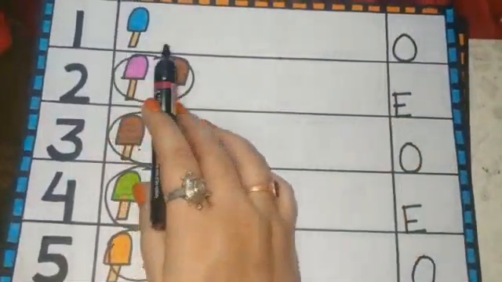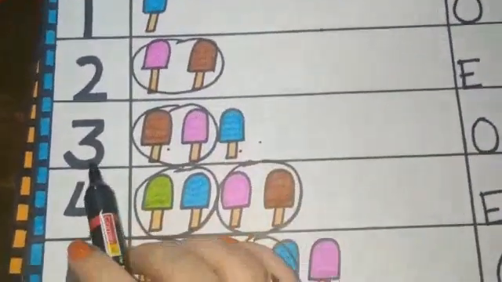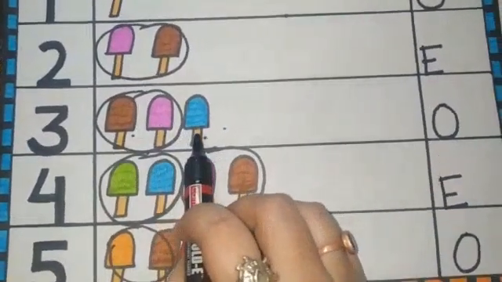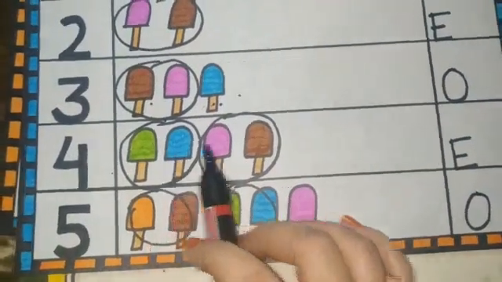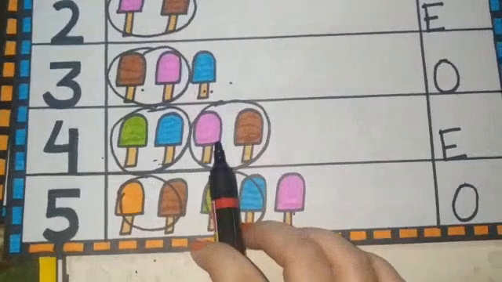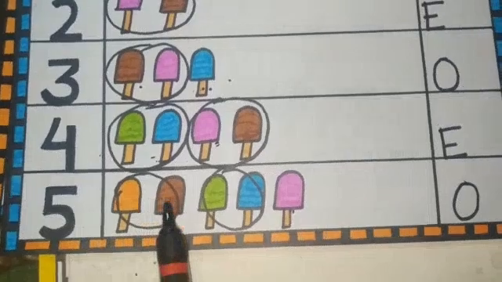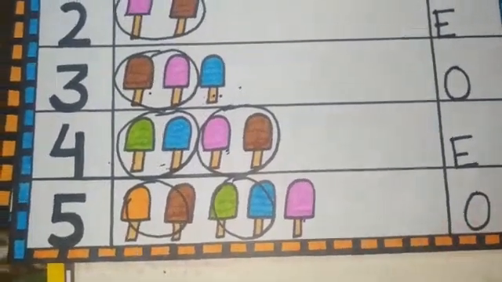Okay, so 1 is an odd number because we are not able to make a pair of it. Number 2 is even because we can easily make a pair and we don't have any remainder. 3 is again an odd number because we have made a pair but still one ice cream is left alone, right? Next 4. 4 is an even number because we have made 2 pairs of it. Still we don't have any ice cream left over. 5. We made 2 pairs but 1 ice cream is left alone. So this is an odd number. Now we'll move to another sheet.